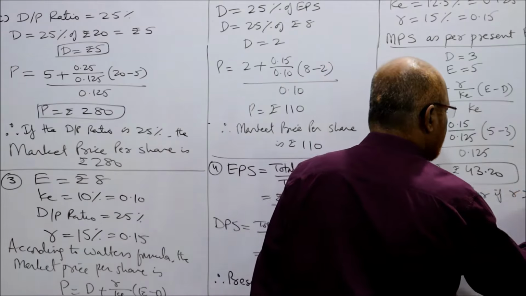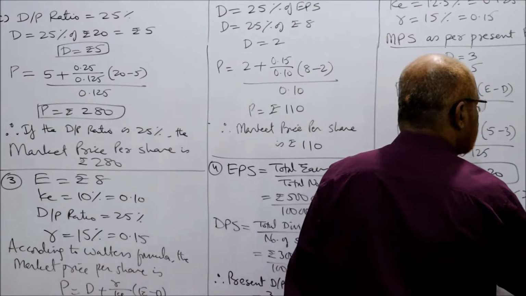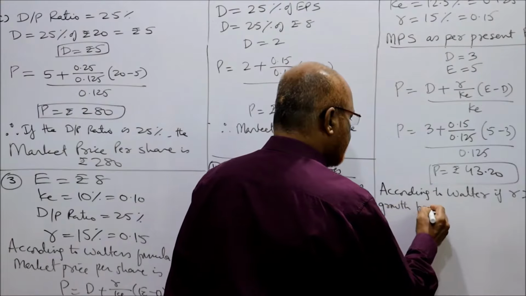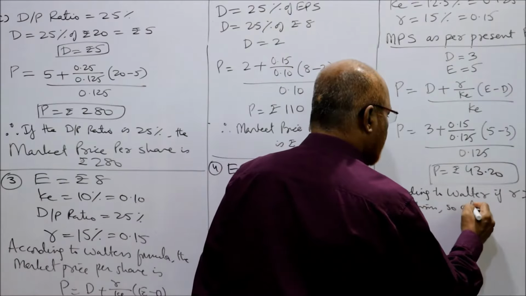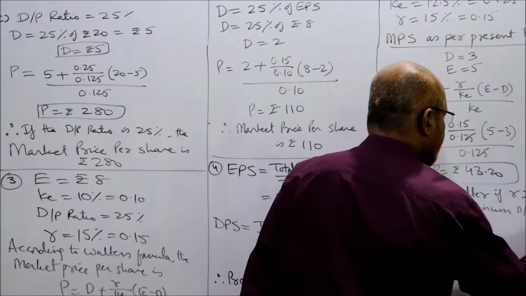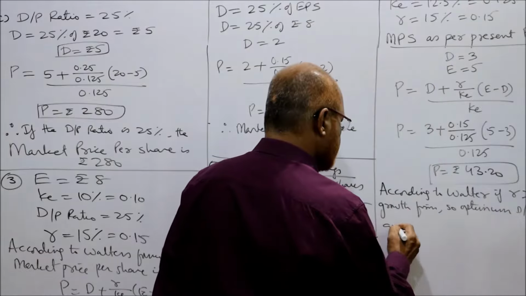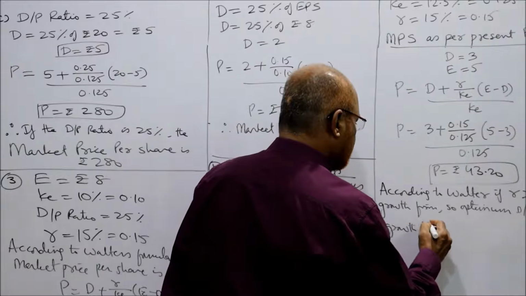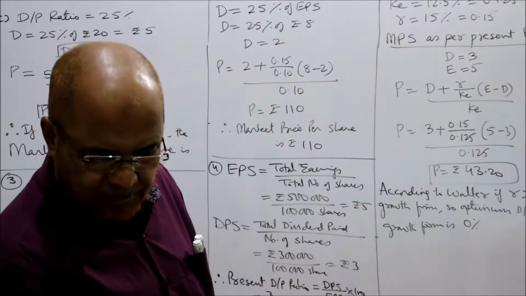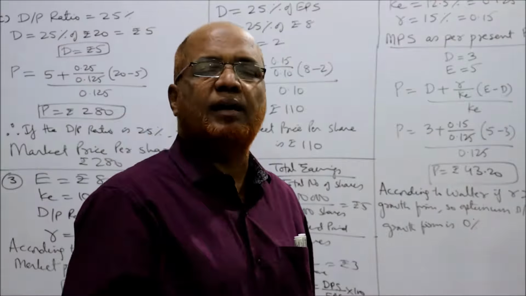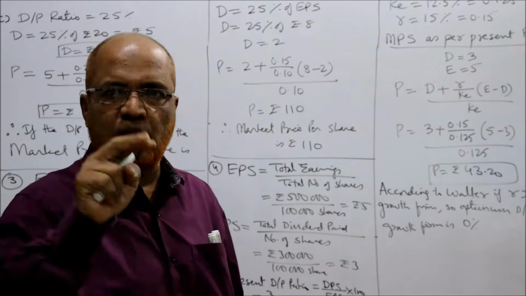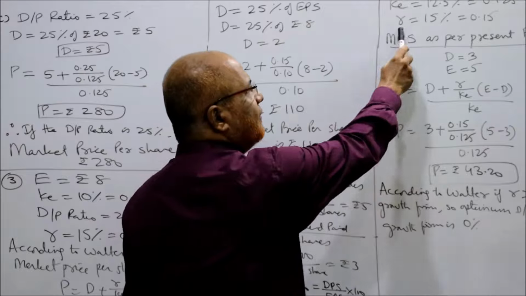According to Walter, if R is greater than KE, it is a growth firm. So the optimum DP ratio for a growth firm is 0%. Now, according to Walter, we have to compare R and KE. If R is greater than KE, it is called a growth firm, and for a growth firm the optimum DP ratio is 0%. How much is R here?